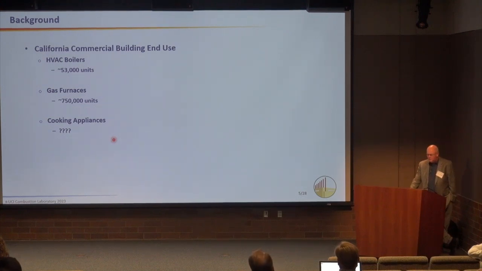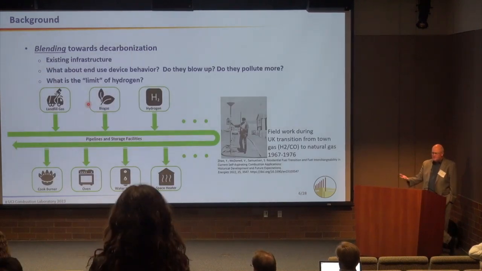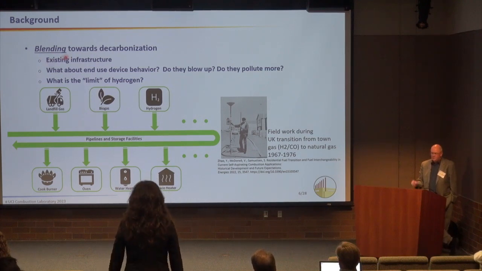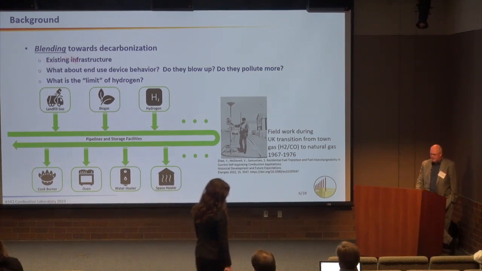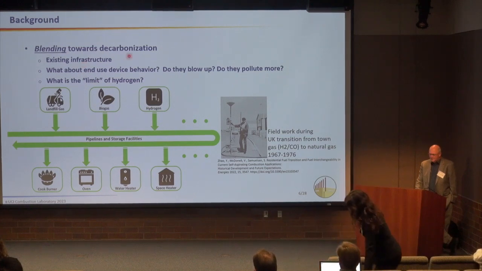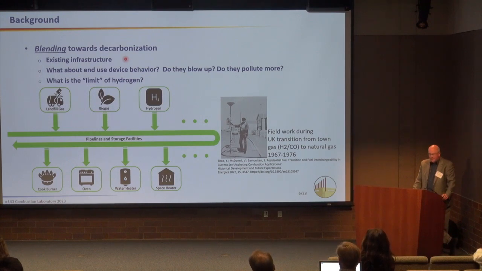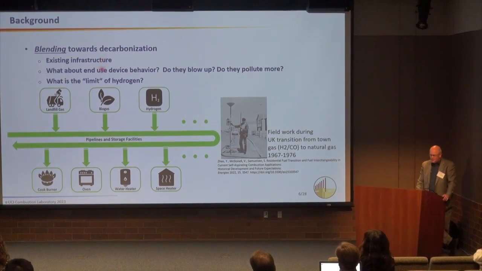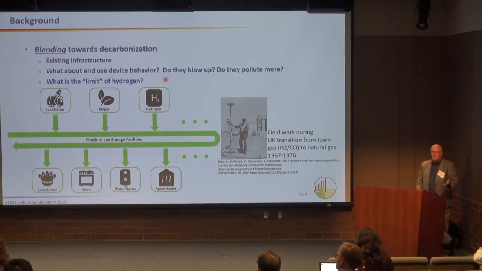What can we do to try to decarbonize this from the fuel side? So the first thing that's being looked at is the idea of blending, right? Putting some hydrogen into natural gas to decarbonize that natural gas. There's advantages, right? We can use the existing infrastructure. So that would seem to be a relatively low-cost option. But the question is, what about end-use device behavior? Are these things going to explode? Are they going to make more pollution? What is the limit? We've already had that question today, right? How much hydrogen can we put in before things start to go wonky?